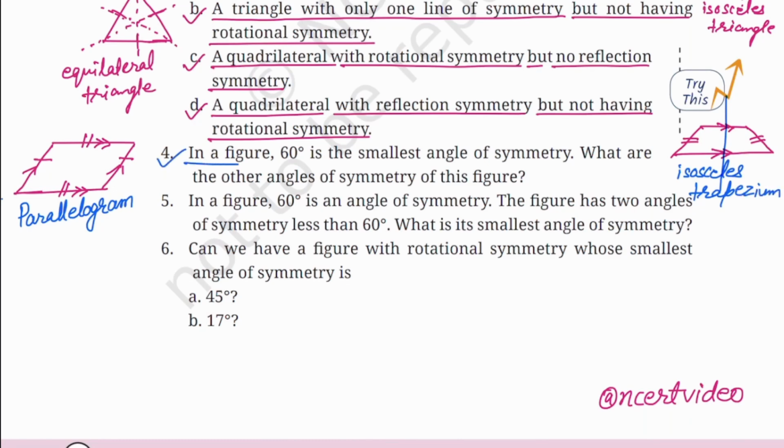4. In a figure, 60 degree is the smallest angle of symmetry. What are the other angles of symmetry of this figure? That will be multiples of 60 degree.